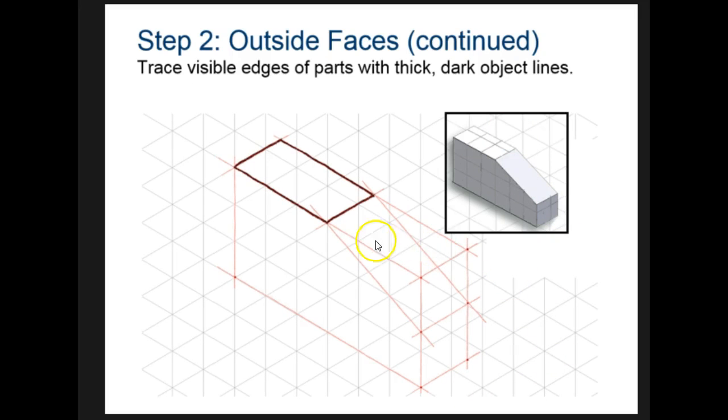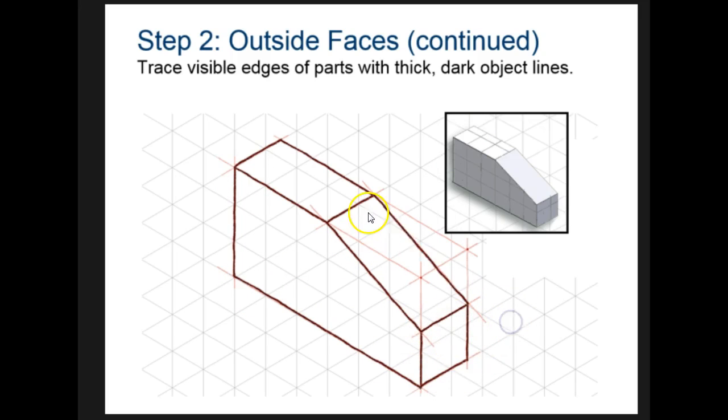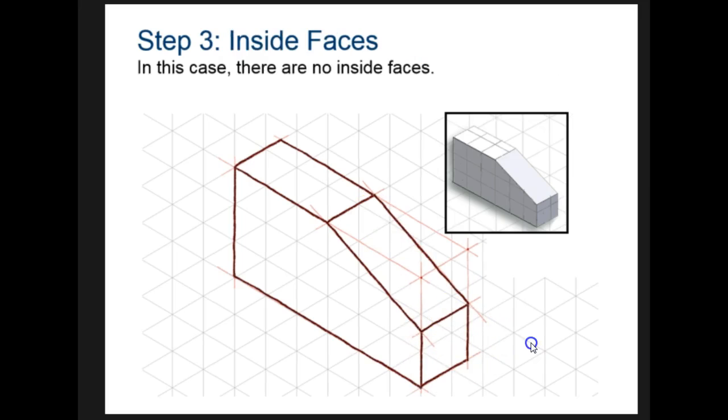Now we're going to start drawing in our object lines darker. Remember, all this was drawn very lightly to begin with. Now we're going to draw in our darker object lines. Start with the top that looks like the top of this one. Now the front. Now the right side. And finally finish in with the sloped part. There were no other faces, so this is all we had to do on this one.